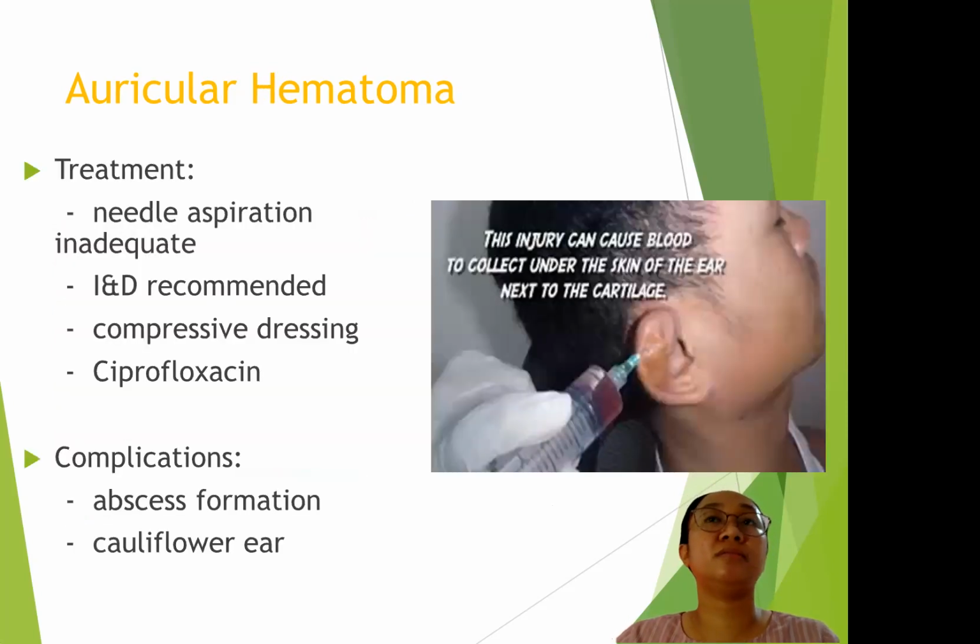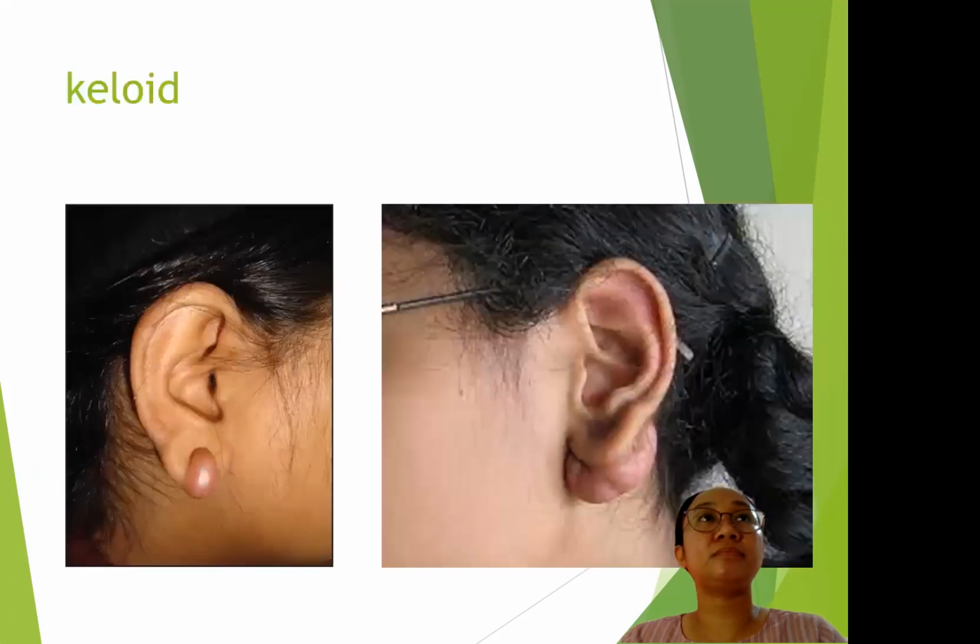So the treatment, the easiest you can do is needle aspiration, but as much as possible, you do incision and drainage, because in needle aspiration, there is a high risk of recurrence. And then after doing your I&D, you should do your compressive dressing and you give antibiotics to the patient. The complications are abscess formation and formation of cauliflower ear.